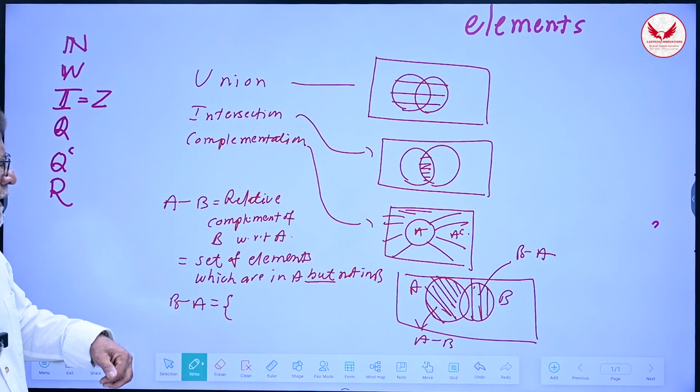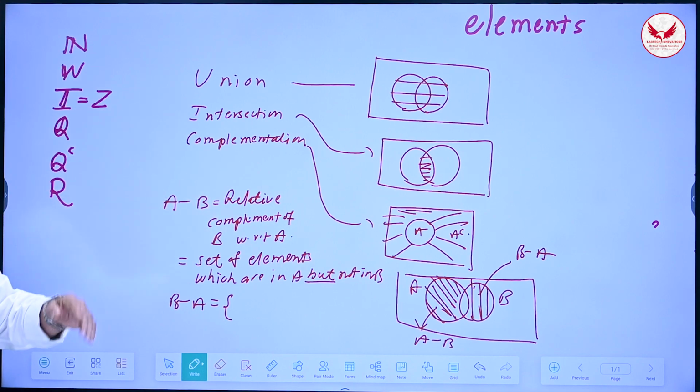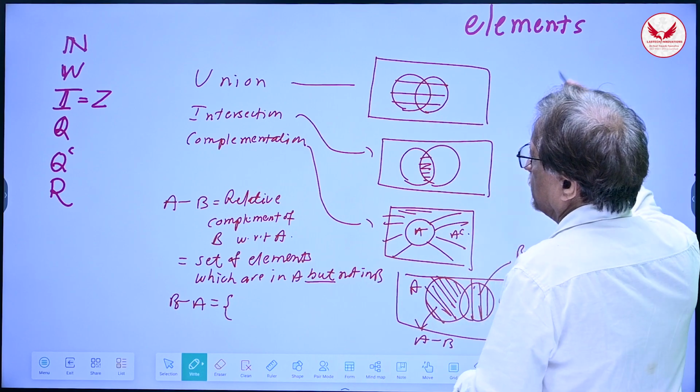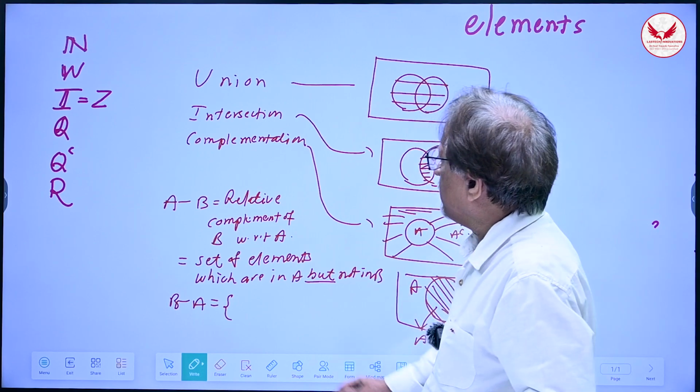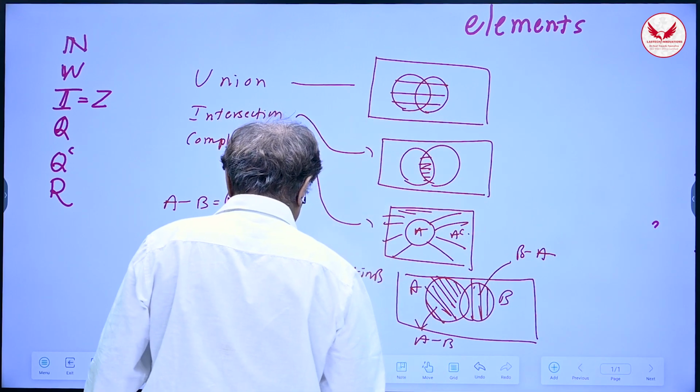So this is A. A minus B means elements which are in A but not in B. B minus A means elements which are in B but not in A, right? So that is how we define the difference between the two sets, okay? So this is another operation, okay?